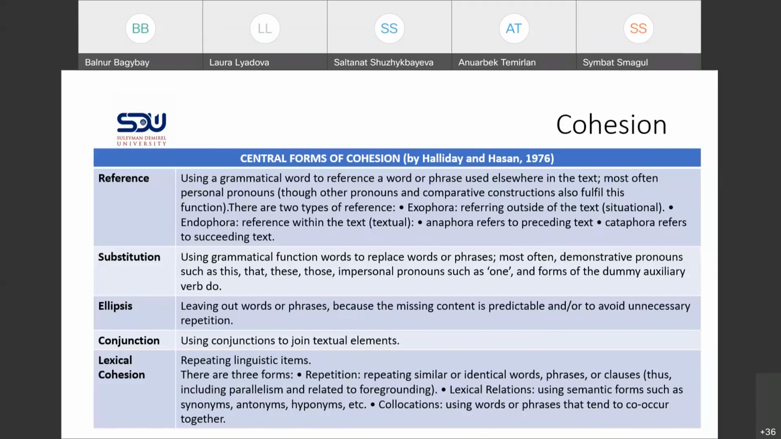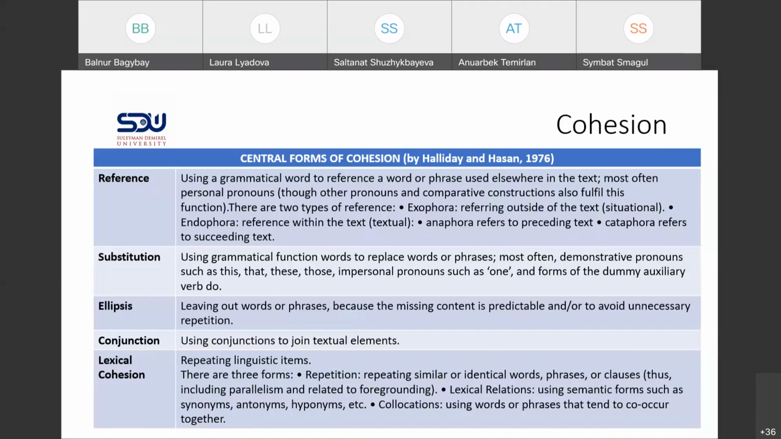What is ellipsis? It is the omission of words, leaving out words and phrases, because the missed content can be easily predicted by the reader. So ellipsis is used in order to avoid unnecessary repetition. During the analysis, you will find a lot of ellipses because authors do not mention some phrases and words in order not to produce unnecessary repetition. Conjunction is when we use conjunctions in order to join textual elements together. So any use of conjunction is a central form of cohesion.